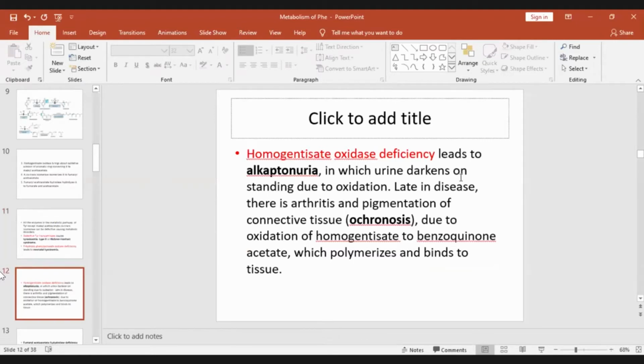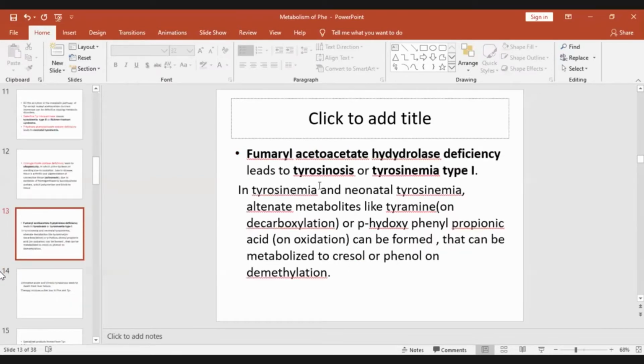Late in disease, there is arthritis and pigmentation of connective tissue, ochronosis, due to oxidation of homogentisate to benzoquinone acetate, which polymerizes and binds to the tissue. So fumarylacetoacetate hydrolase deficiency leads to tyrosinemia type 1. In tyrosinemia and neonatal tyrosinemia, alternate metabolites like tyramine or para-hydroxyphenylpropionic acid can be formed that can be metabolized to cresol or phenol on demethylation, which will be excreted.